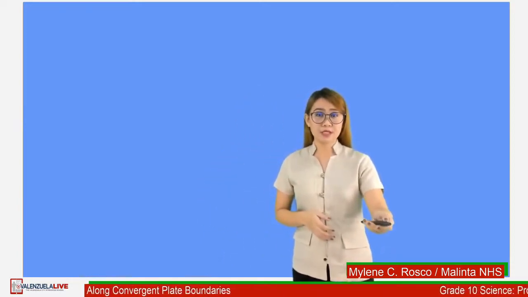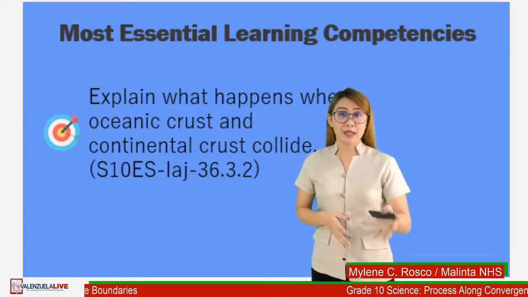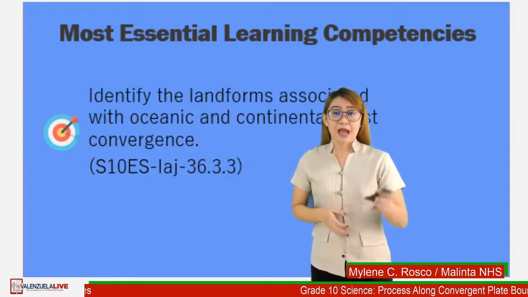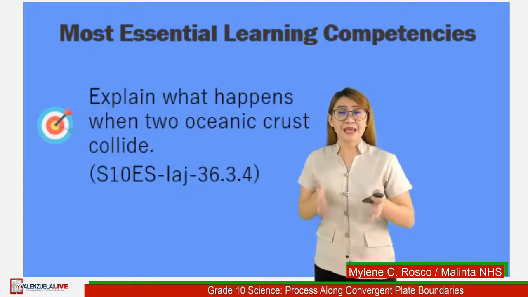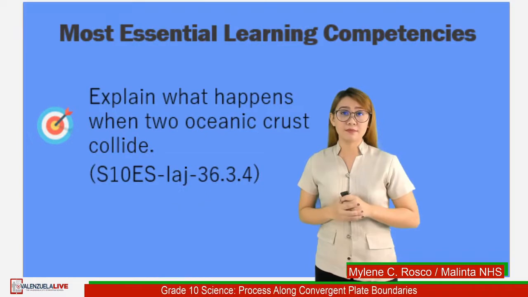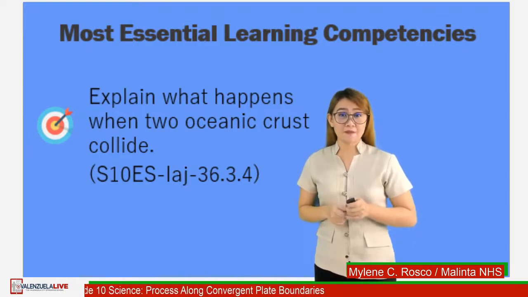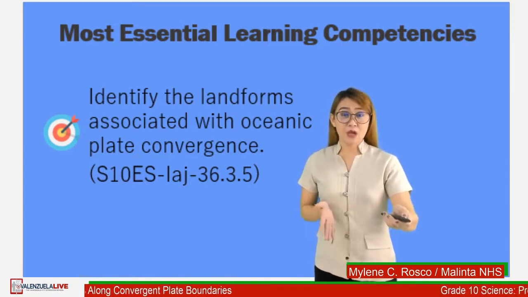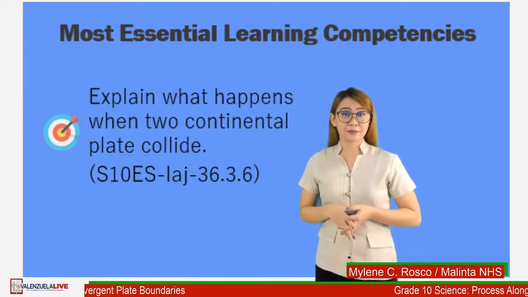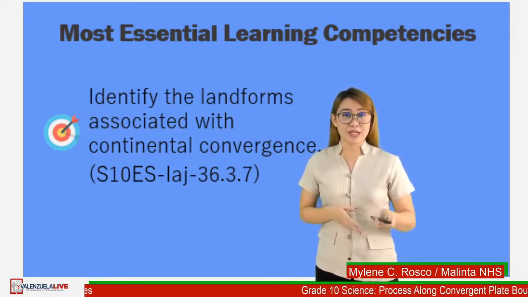At the end of my discussion, you are expected to explain what happens when oceanic and continental crust collide, identify the landforms associated with continental and oceanic convergence, explain what happens when two oceanic crusts collide, then identify the landforms associated with oceanic plate convergence, explain what happens when continental plates collide, and identify the landforms associated with continental plate convergence.